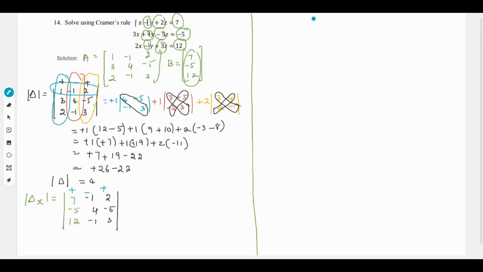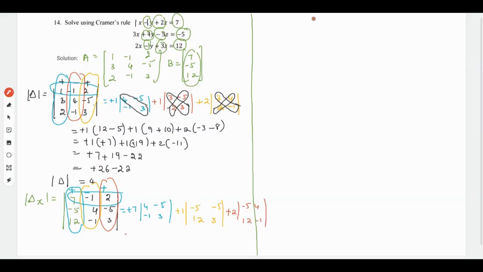It is first row and first column, first row and first column you leave, you get plus 7 into 4 minus 5 minus 1 and 3. Then if you take it for second one, that row and that column, that will be minus into minus will become plus 1, that will be minus 5 minus 5, 12 and 3. Then if you take the last one, we get plus 2, that will be minus 5, 4, 12 and minus 1.